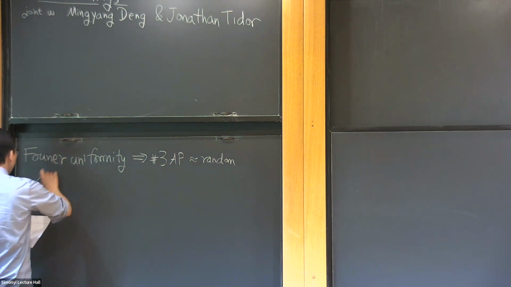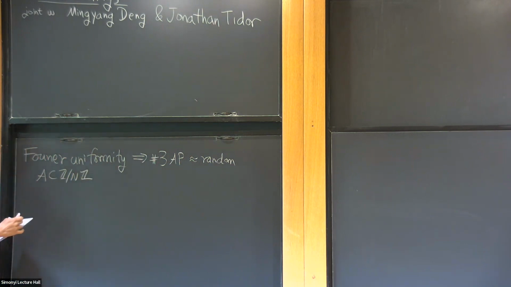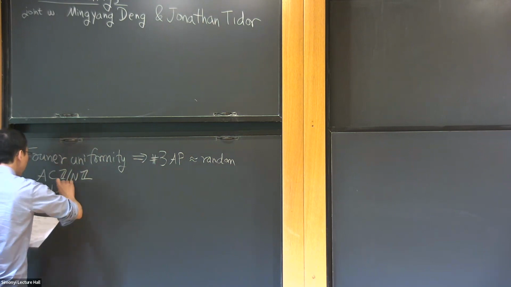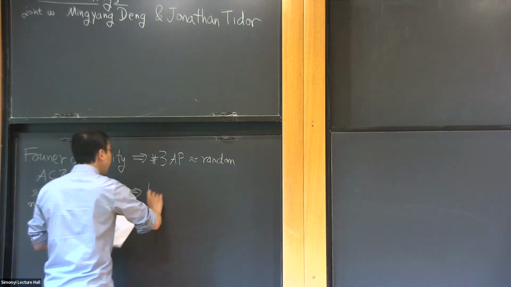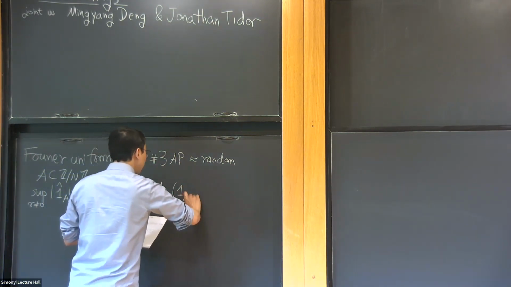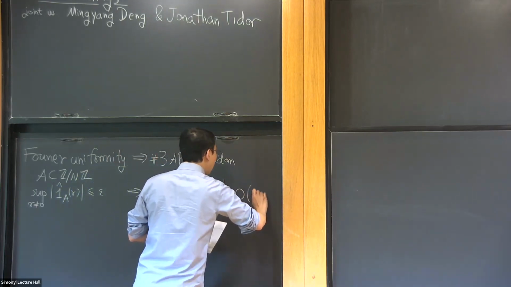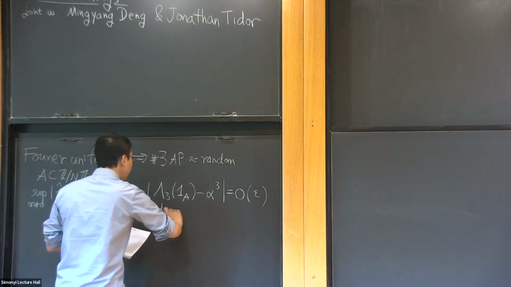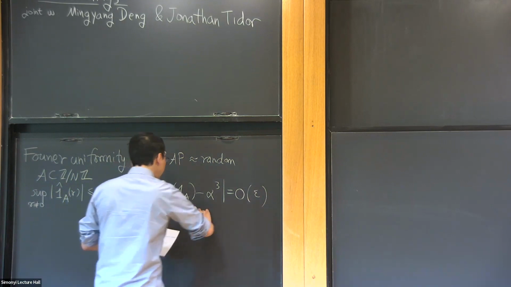So let me write this down a little bit more precisely. If you have A, a subset of Z mod n, and if you have some bound on all the non-zero Fourier coefficients, then it implies that the 3AP density is close to what you expect in a random set. This is the standard notation for 3AP density in A.